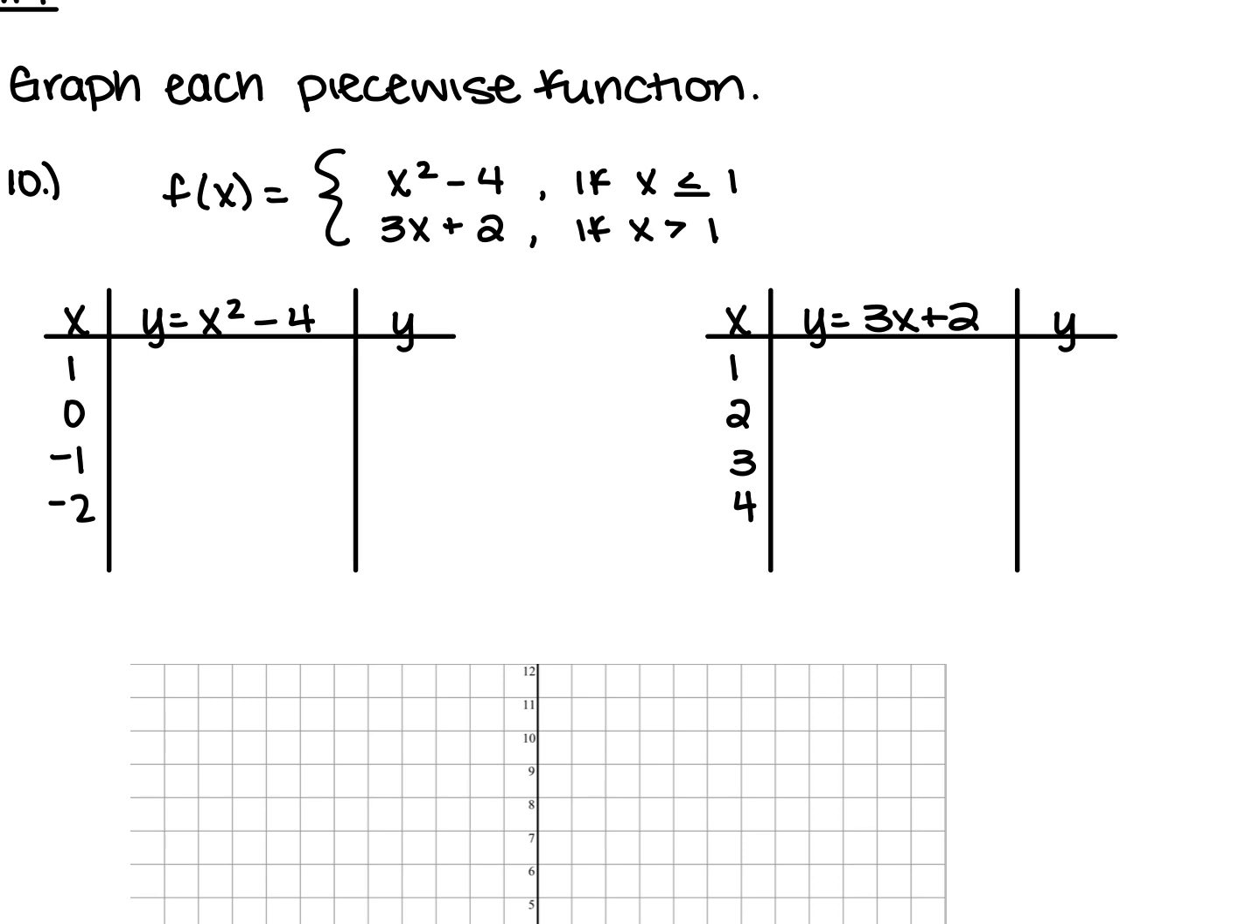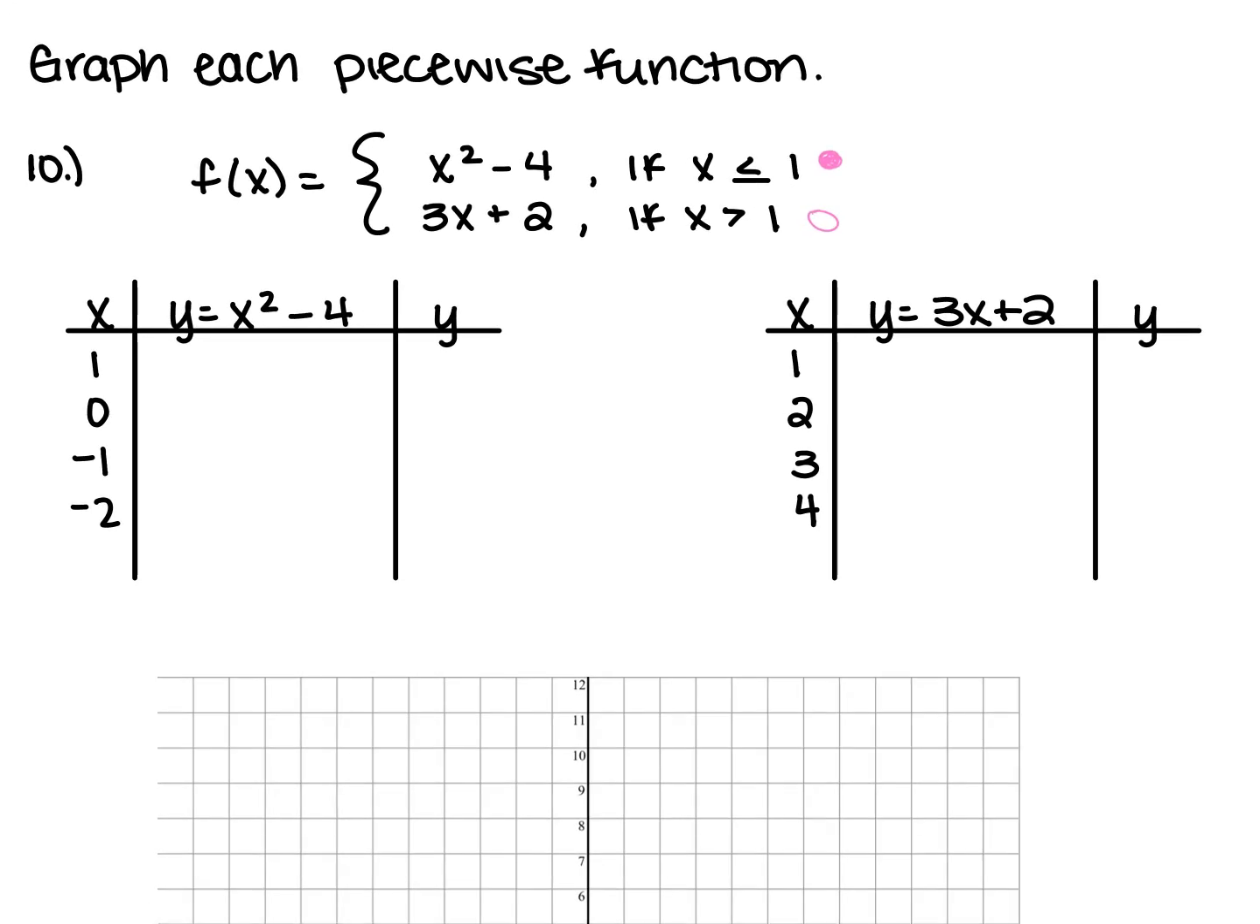So we look at x is less than or equal to 1. That one is going to give you a closed circle. The x is greater than 1 is going to give you an open circle. So if you want to write those down before you even start, you can, and it should help you when you go to graph.